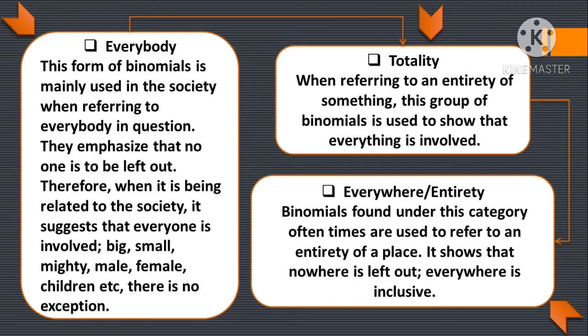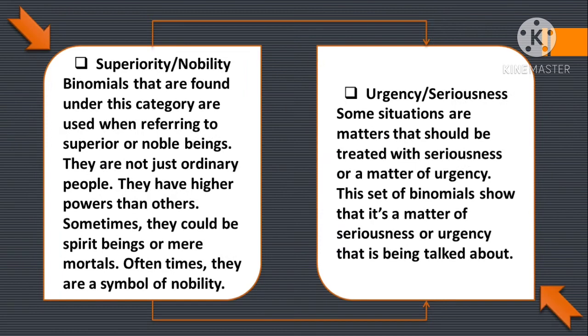The sixth one is totality. When referring to an entirety of something, this group of binomials is used to show that everything is involved. The seventh one is everywhere or entirety. Binomials found under this category oftentimes are used to refer to an entirety of a place. It shows that nowhere is left out, everywhere is inclusive.